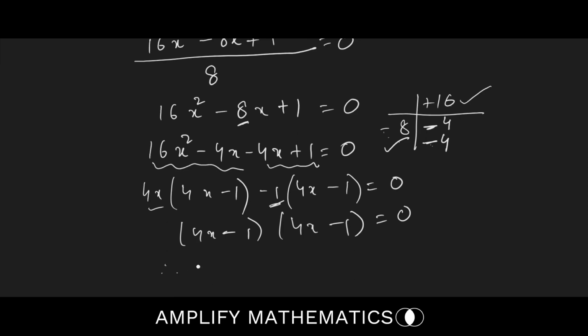So therefore, 4x minus 1, since both the brackets are the same, so we will have equal and real roots, okay, in this equation. x is equal to 1 by 4, 1 by 4. These are the two real and equal roots, okay.